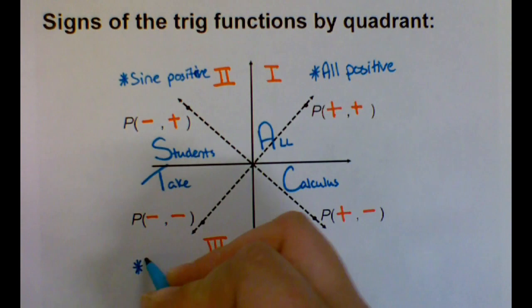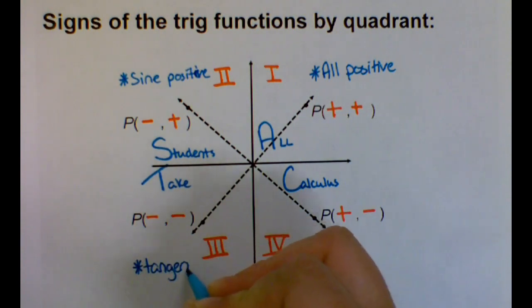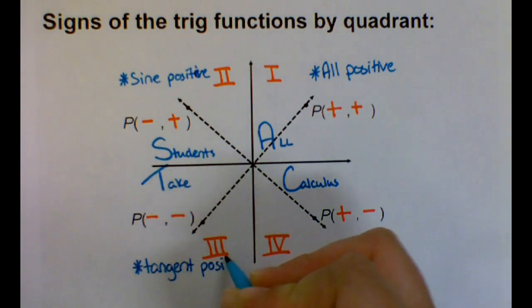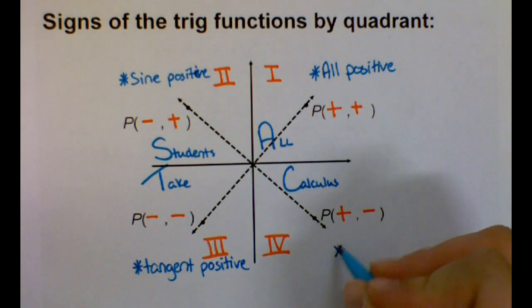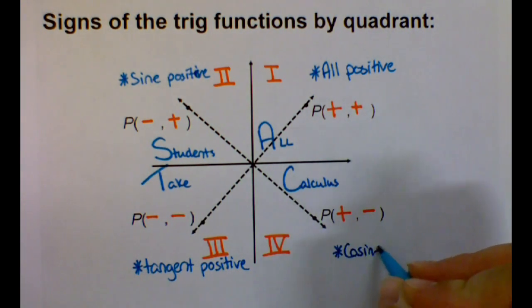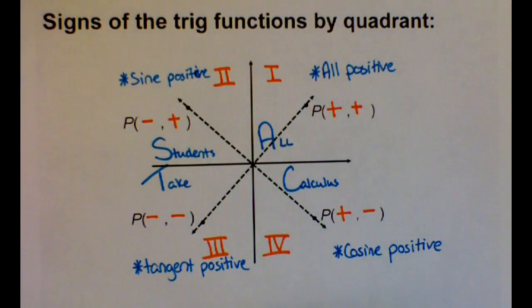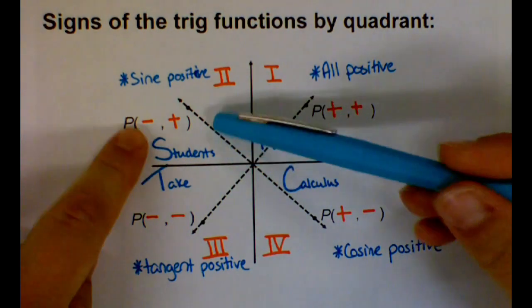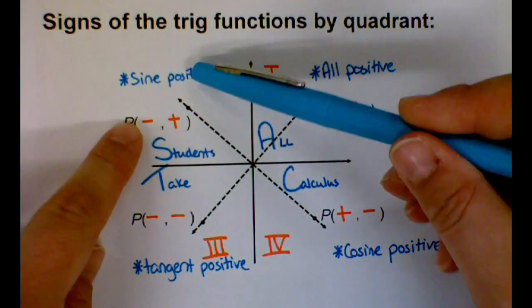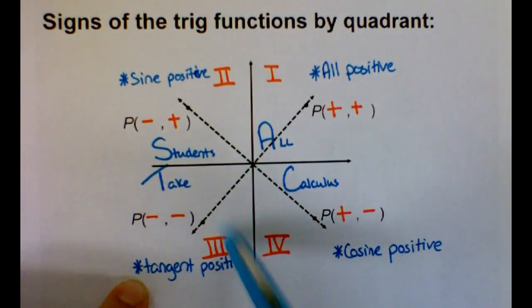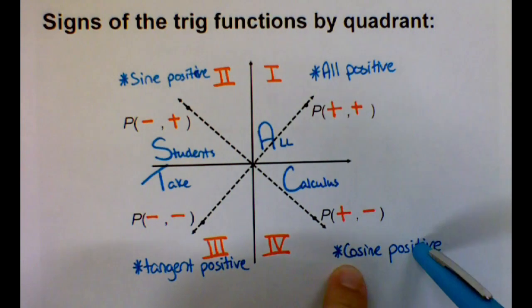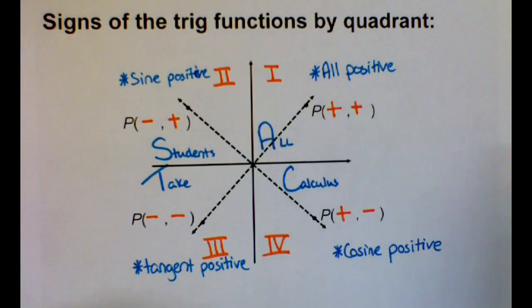T, tangent is positive. C, cosine is positive. Realize that the reciprocals go with it. So sine and cosecant are positive, but the rest are negative. Tangent and cotangent are positive, the rest are negative. Cosine and secant are positive, the rest are negative.